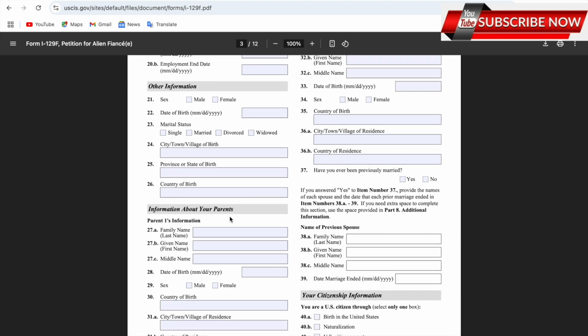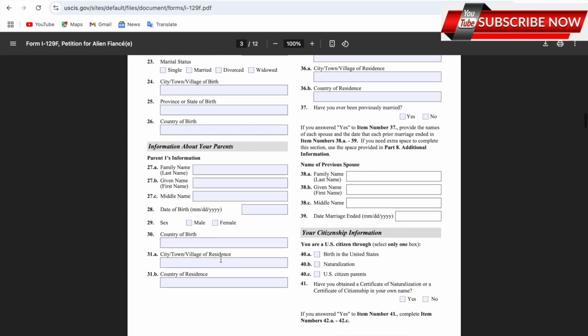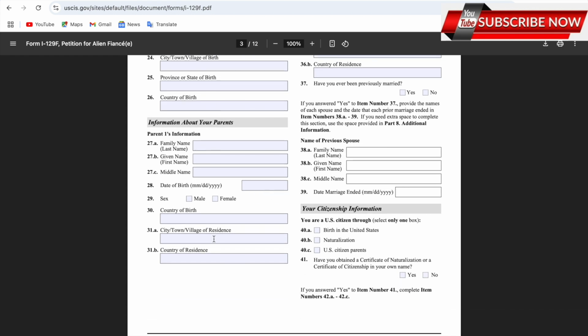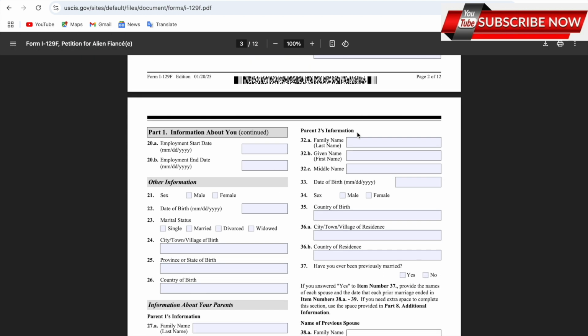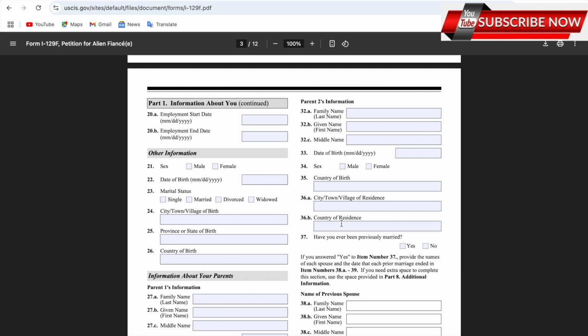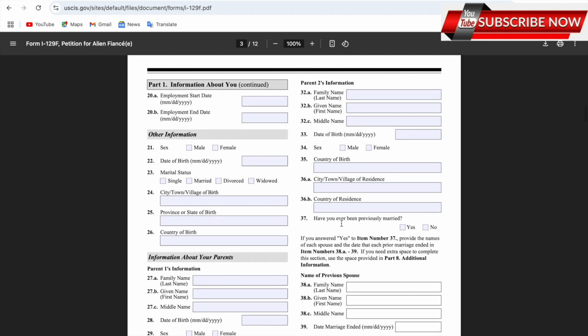So information about your parents, that's the petitioner. So you put in information about your parents. So your mom's information, you put it over here. Your dad's information, you put it over here. You fill it up. Or whoever your guardian is, whoever is your parent, you put that information over there.